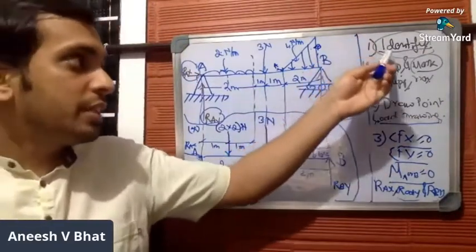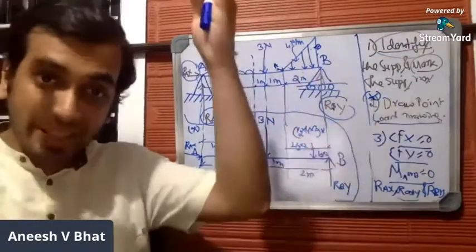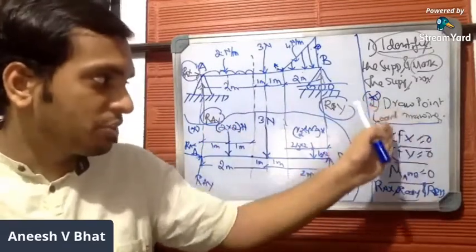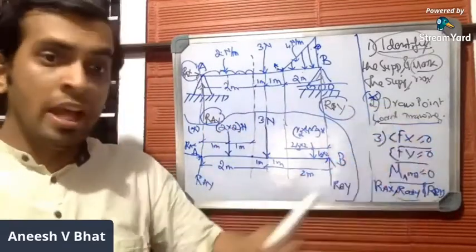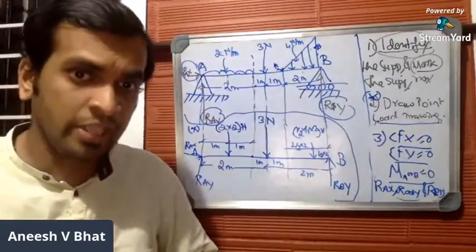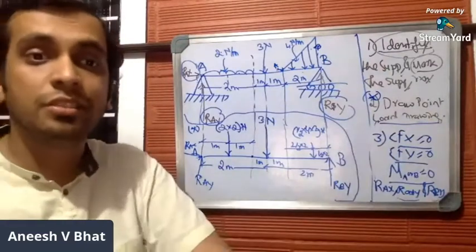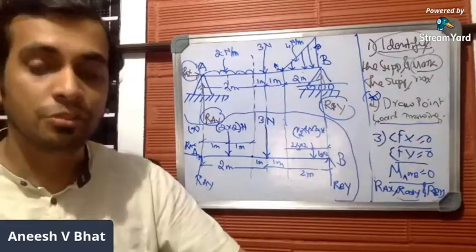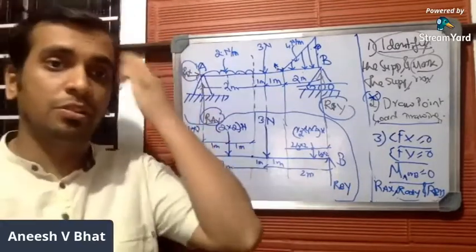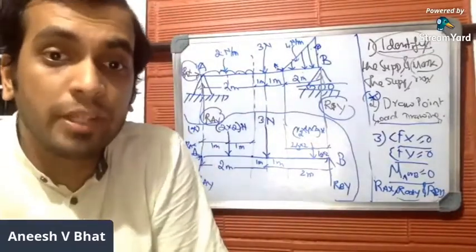Step number 1 is to identify the type of support and mark the support reaction. Step number 2 is to draw the point load drawing right below the question in this way. And in step number 3, we'll be applying conditions of equilibrium: summation of fx equal to 0, fy equal to 0, and moment either about A or B should be equal to 0. And finally, you'll be finding RAX, RAY, and the other support reaction. So these are the steps. Let me solve a problem in this particular video, and let me continue with the other problems in the upcoming videos.